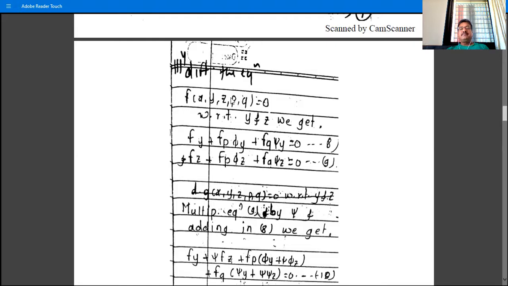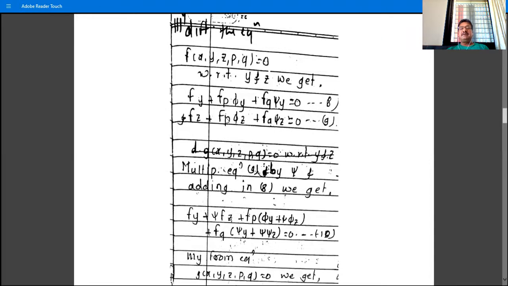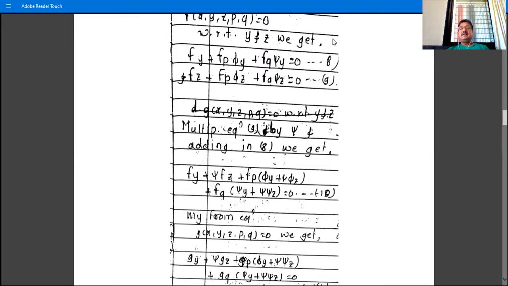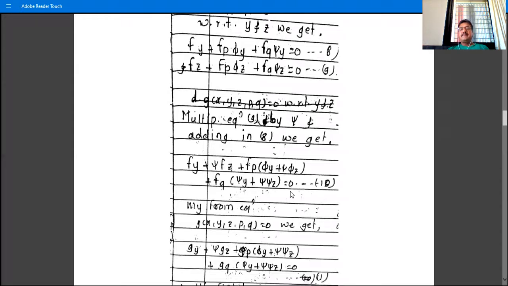∂f/∂p into ∂p/∂y. ∂p/∂y means phi y, because p means phi. And ∂f/∂q into ∂q/∂y, q means psi y, okay. And with respect to z, the derivative is fz plus fp phi z plus fq psi z is equal to 0, again by using the same. And then multiplying equation 9 by psi and adding in 8, so fy plus psi fz plus fp, take fp as common, (phi y plus psi into phi z), take fq as common, (psi y plus psi into psi z), okay, is equal to 0.